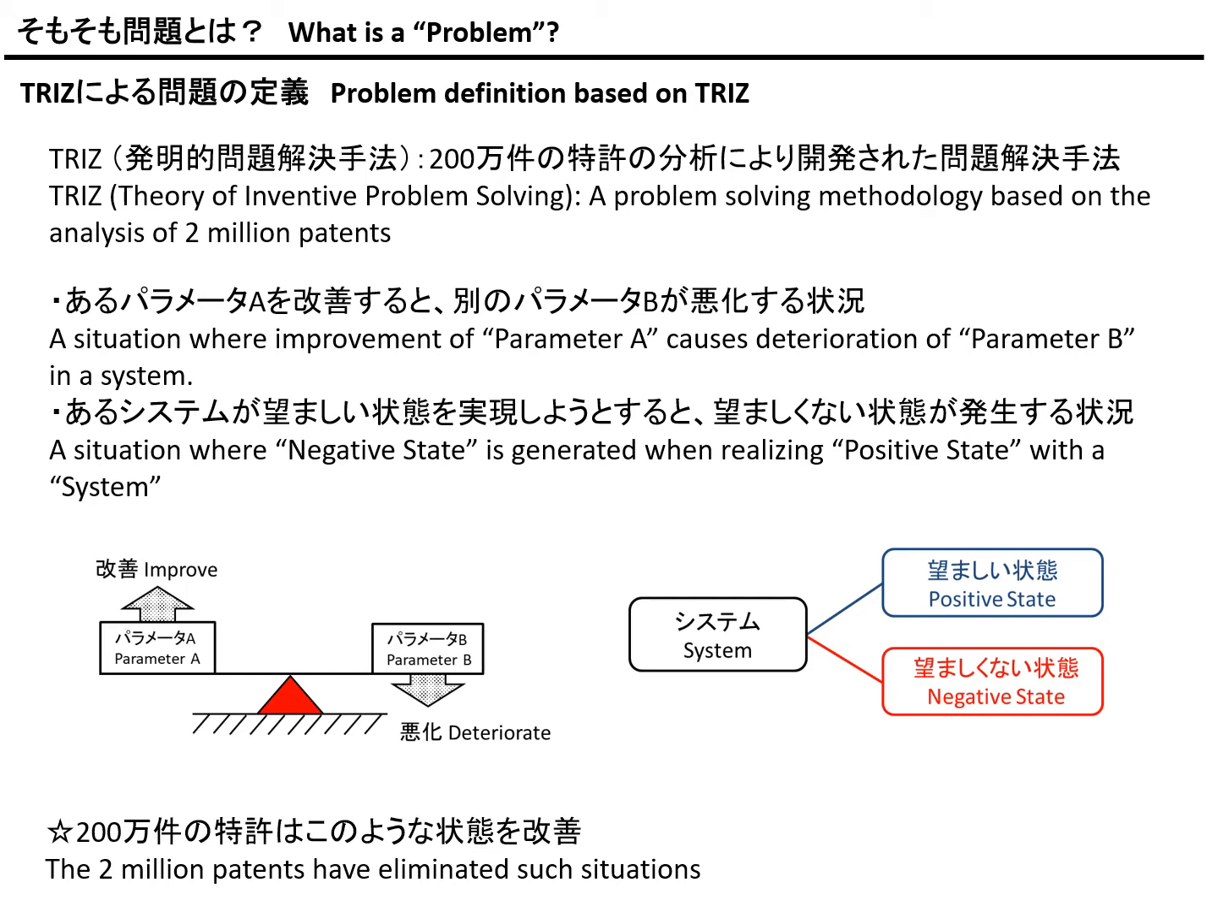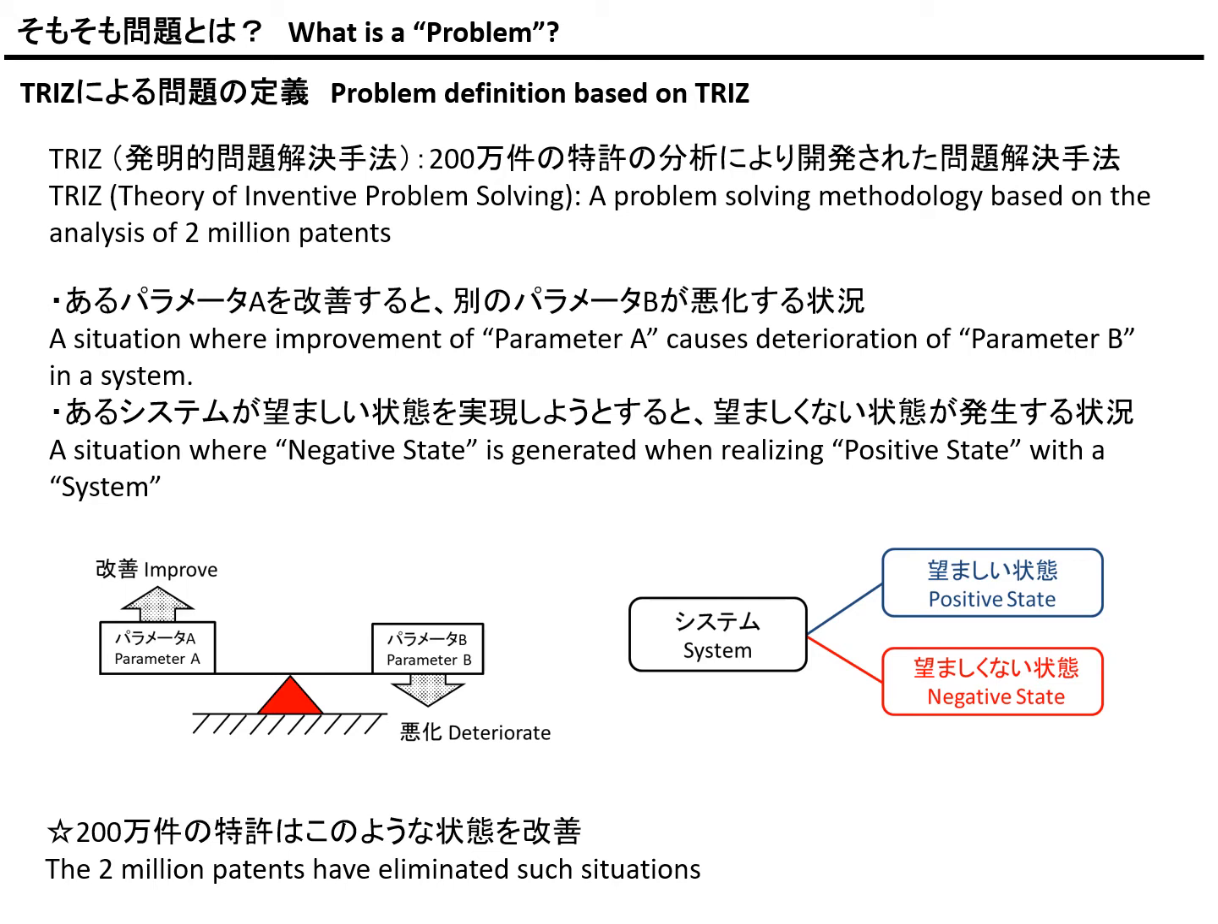Then the inventor of TRIZ is saying that a problem is a situation where improvement of parameter A causes deterioration of parameter B in a system. This is the situation shown in the figure on the left hand side. I think this figure on the right hand side is saying exactly the same thing.